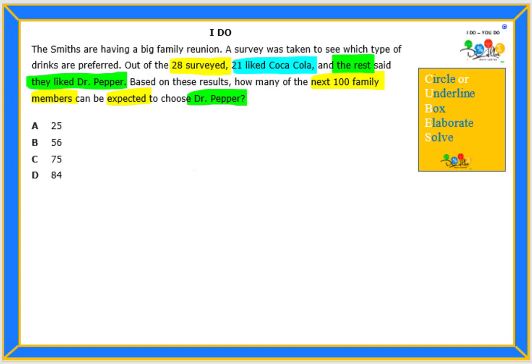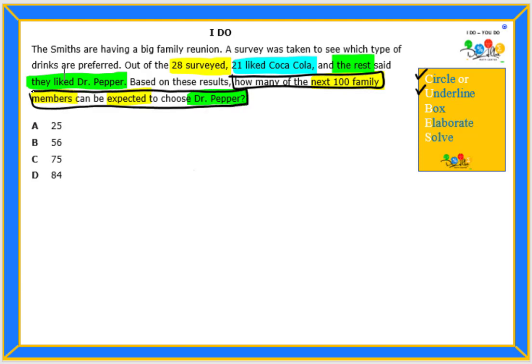So using our cube strategy, we make sure that we circle or underline important information. In our case, we have highlighted all of the important information in the story problem. We're going to read the question one more time and box it in to make sure we know what we are focusing on. Our question says, how many of the next 100 family members can be expected to choose Dr. Pepper?